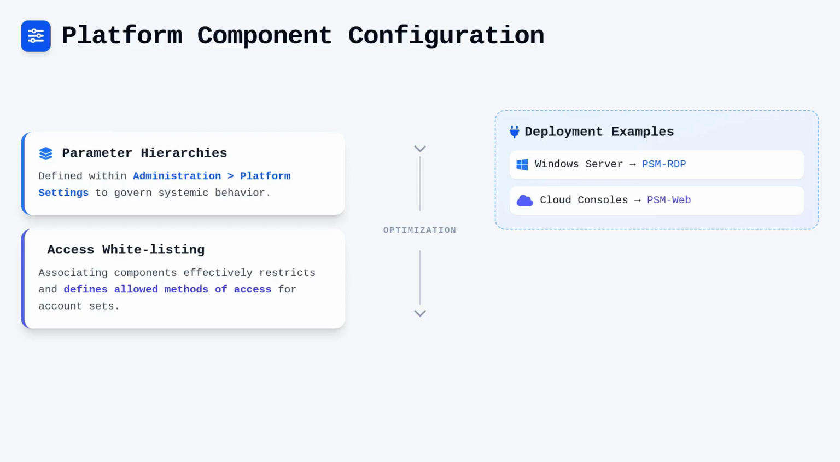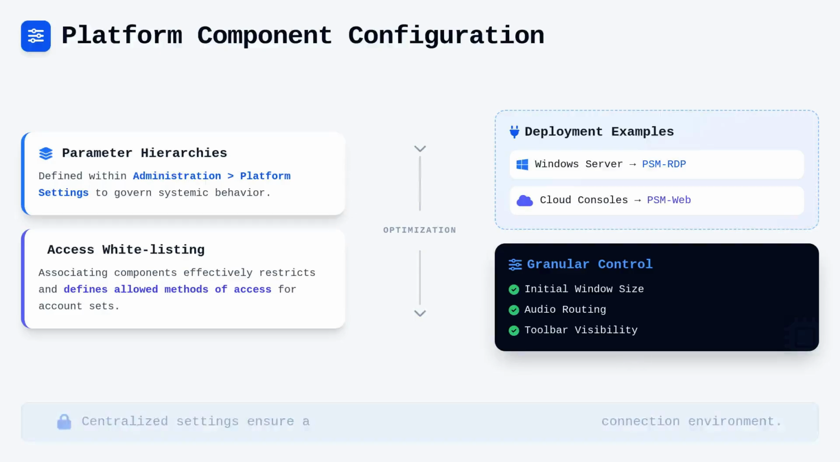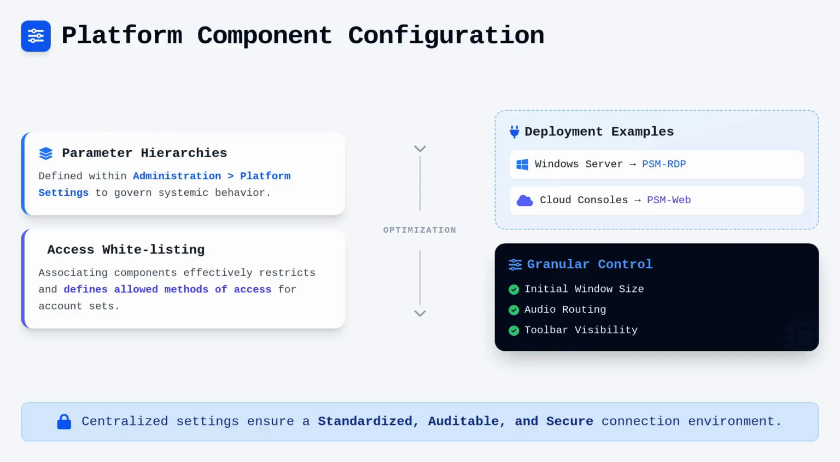Beyond mere existence, the granular control over these components is where the real maturity of a CyberArk deployment becomes visible. You can modify specific parameters that govern the behavior of the connection, such as the initial window size, the routing of audio, or the presence of the toolbar. By centralizing these settings, you ensure that every administrator connects in a standardized, auditable, and secure manner.